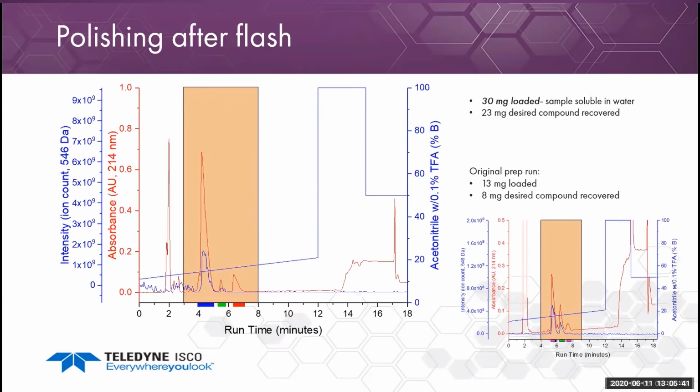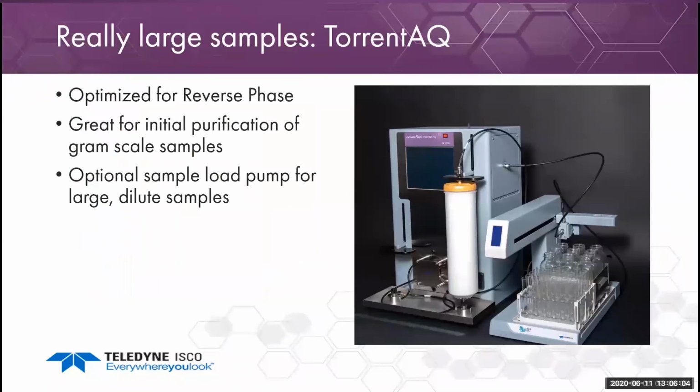The removal of the nonpolar material provides the potential of much greater throughput. We could end this run at 8 minutes after the compound has eluted and start another run, so we can get 2 runs in the same amount of time. If we combined the improved higher loading and shorter run time, we get 6 times the throughput in the same amount of time. The Torrent AQ is optimized for reverse phase and very large samples.